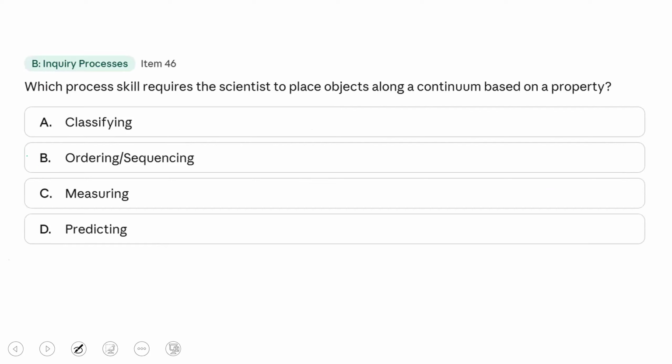Which process skill requires the scientist to place objects along a continuum based on a property? To place objects along a continuum. So the answer for that is letter B, which is ordering or sequencing. This is the process skill of arranging objects or events along a continuum based on a specific observable property, for example, from smallest to largest, from lightest to heaviest, or from earliest to latest. So that is a distinct way of classifying items or objects.